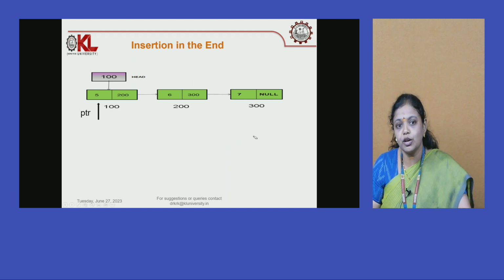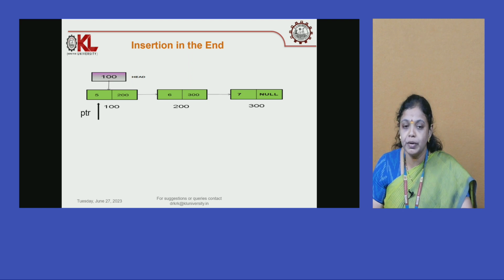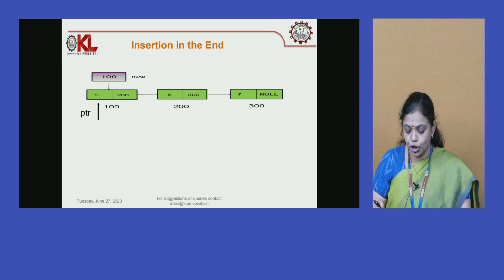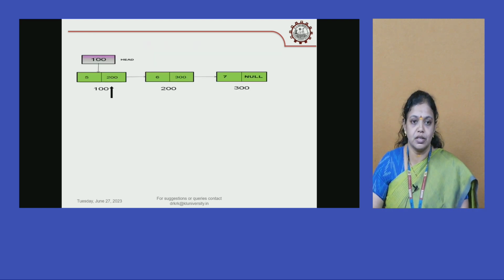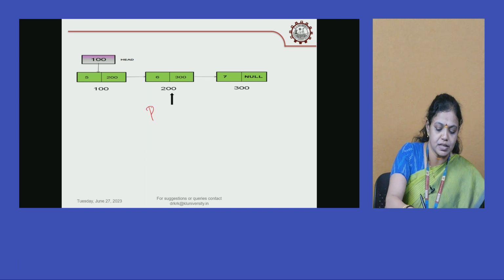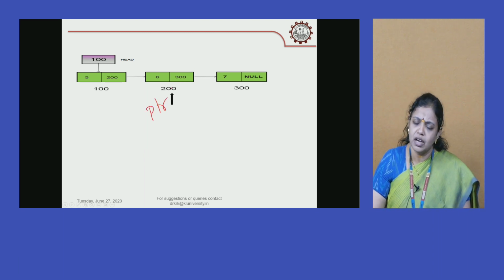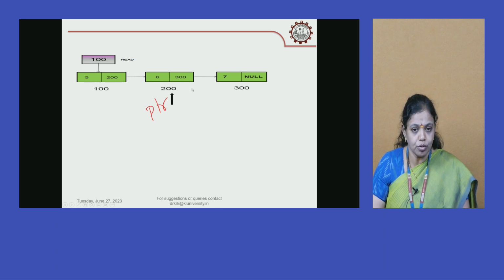Now, is PTR of next equal to null? No, because PTR of next is pointing to 200. Am I right or not? Yes. So PTR of next is going to 200, and now PTR is residing here, right? Again I am checking, is PTR of next equal to null? No, because PTR of next is equal to 300 now.